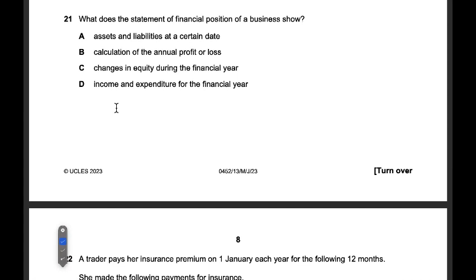Question 21. What does the statement of financial position of a business show? Assets and liabilities at a certain date, calculation of the annual profit or loss during the year, changes in equity, income and expenditure. Income and expenditure is shown by the income statement, changes in equity is shown by the statement of changes in equity, calculation of the annual profit is shown by the income statement, making option A, assets and liabilities, the correct answer.